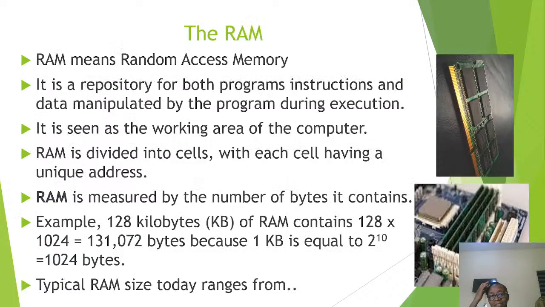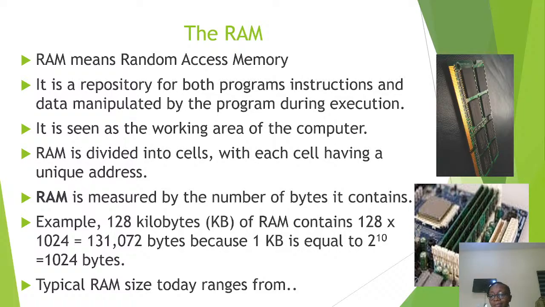Now let's look at the RAM. What is the meaning of RAM? Random access memory. That is the name, just the name. Random access because you can write to it, you can pick things from it, you can read, you can write. It's a repository for both program instructions and data manipulated by the program during execution.